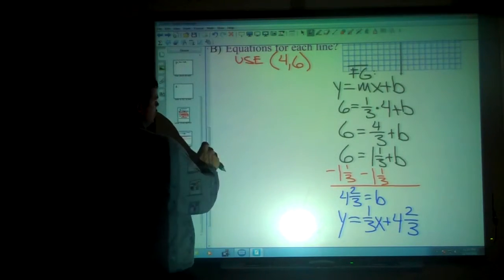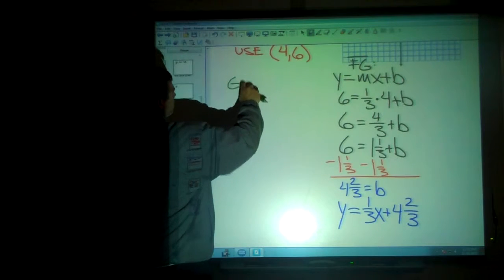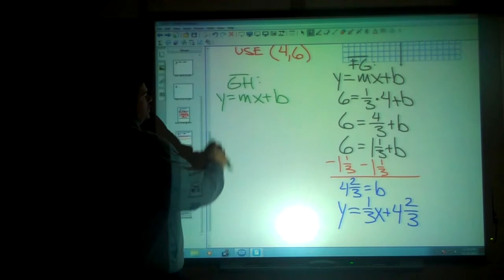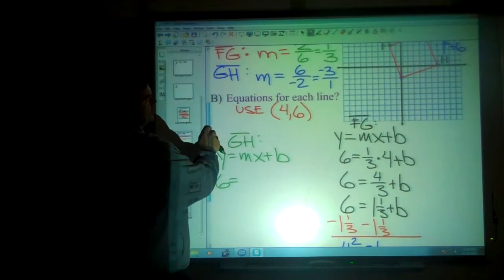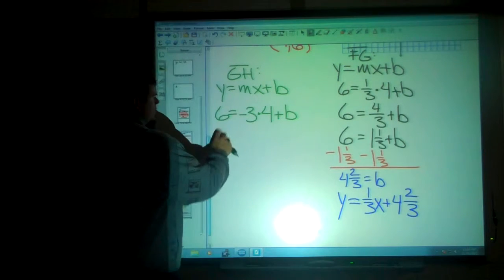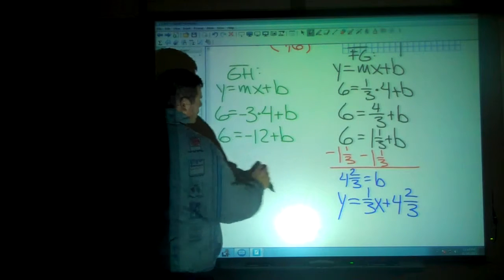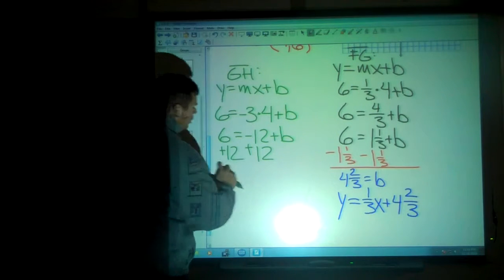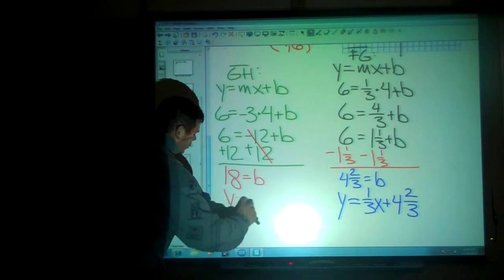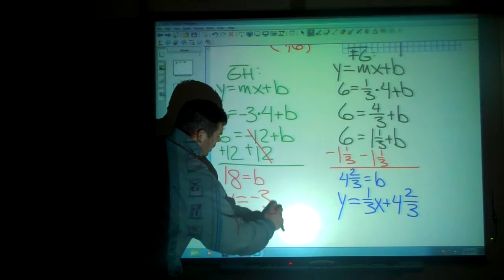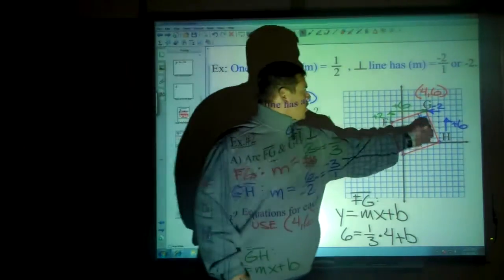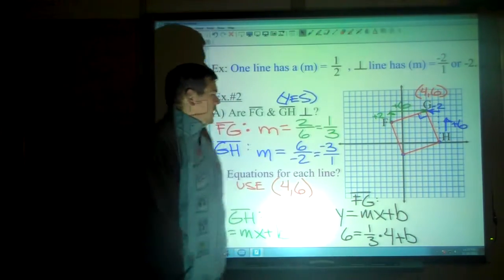The other equation, which is G to H, y equals mx plus b. Using 4, 6, I'm going to say 6 equals, now this time the slope was negative 3 times the 4 plus b. So 6 equals negative 12 plus b. Add 12, add 12. We end up with 18 is equal to b. So y equals the negative 3x plus 18. Looking at the graph, would it seem like if this kept going it would cross the y-axis at 18? Yes, it seems reasonable.